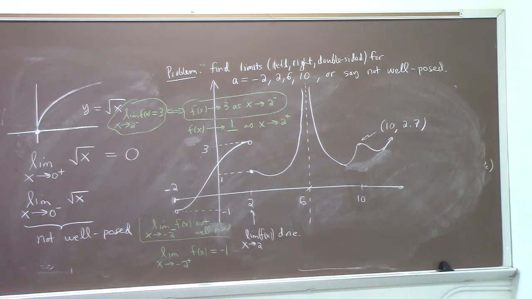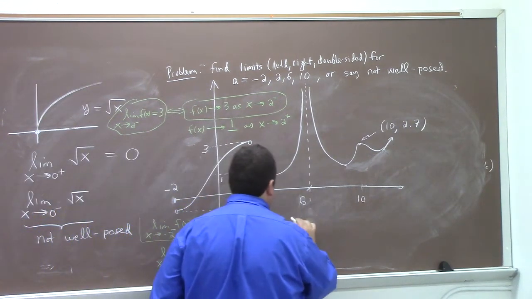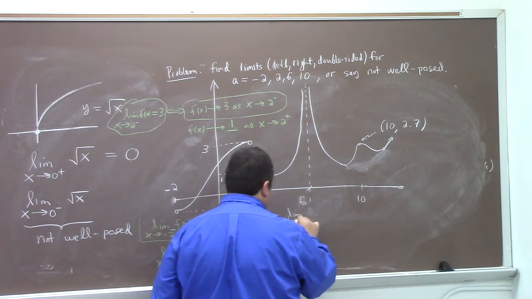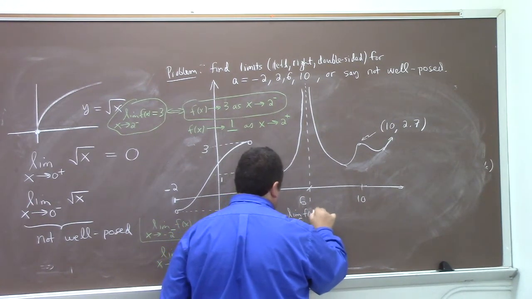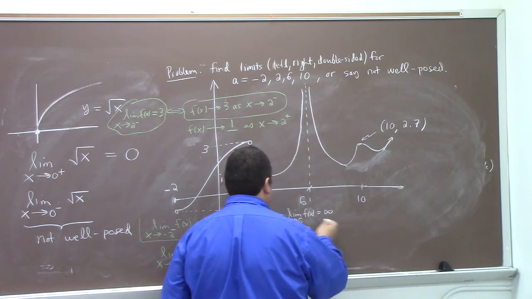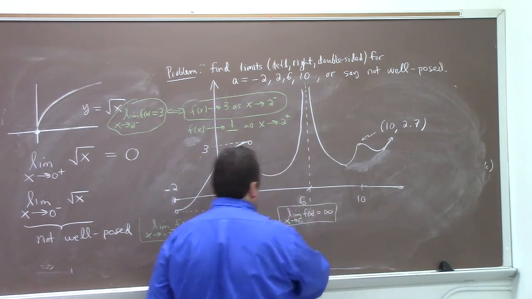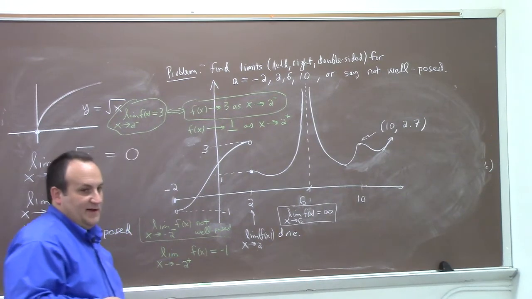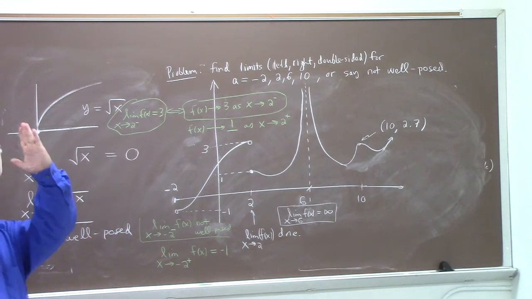How about at 6? What we got? The limit, I don't want to write it down, but the limit as x approaches 6 from the left is equal to the limit as x approaches 6 from the right. They're both what? Infinity, right? So in fact, we can write the double-sided limit is equal to infinity in this case. If the left and right limits both exist and are infinite, both positive infinity, I like to call it a volcano.